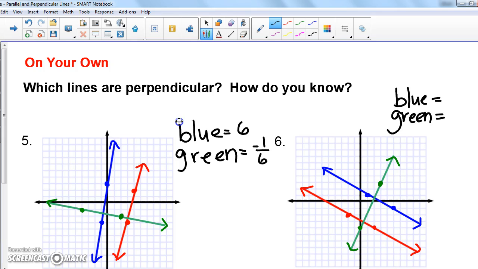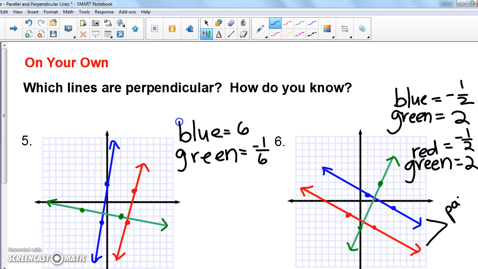The blue one, you should get the blue and the red, I'm sorry. So the blue one should be -1/2, and the green one should be 2, and then also the red and the green, okay, because the blue and the red one both have the same slope. Which means the red and the blue are parallel. And the green one is perpendicular to them both.